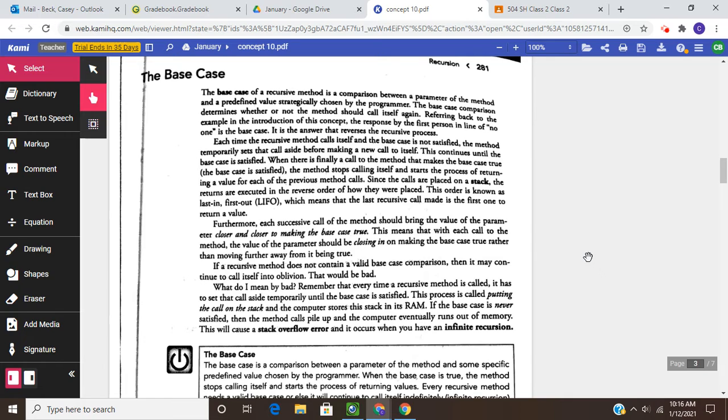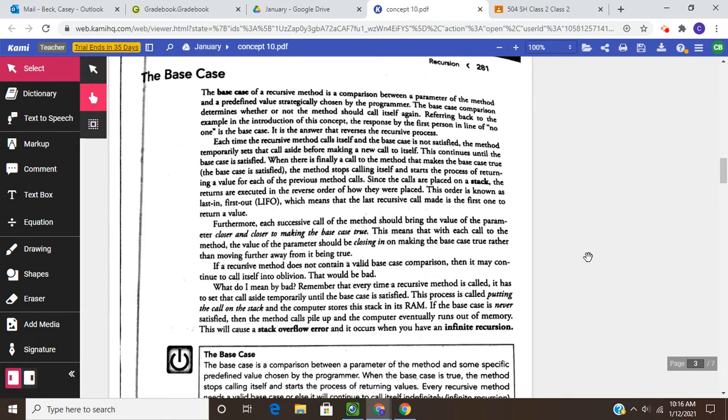It is the answer that reverses the recursive process. Each time the recursive method calls itself and the base case is not satisfied, the method temporarily sets that call aside before making a new call to itself. This continues until the base case is satisfied.